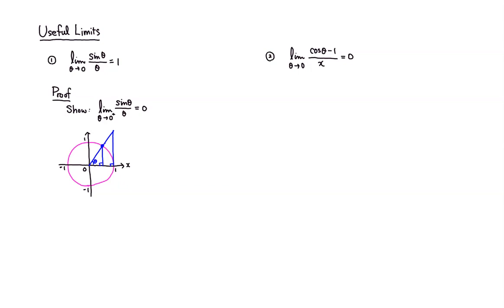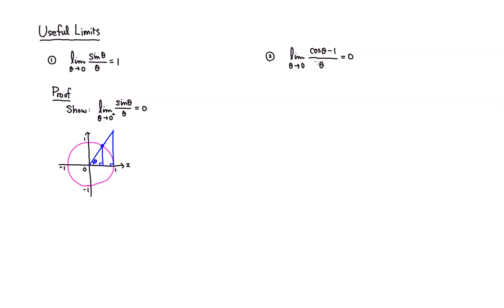Alright, let's look at the useful limits of trig functions. First one is the limit of sine of theta over theta as theta goes to 0 is equal to 1. And the second one is the limit of cosine of theta minus 1 over theta as theta approaches 0 is equal to 0. Right? So let's prove both of these.